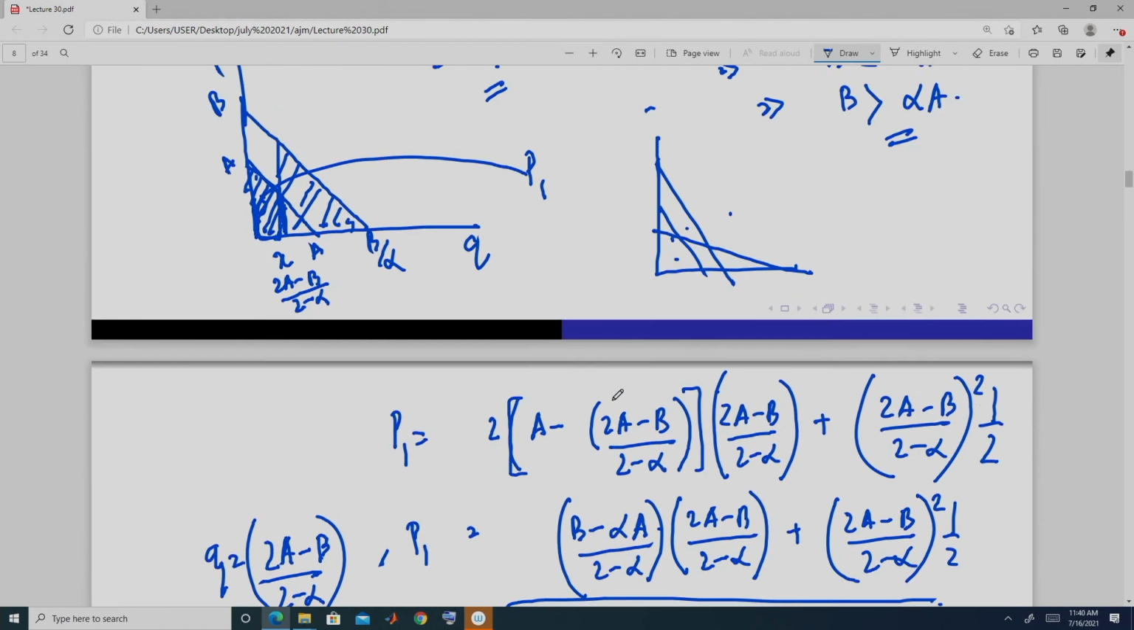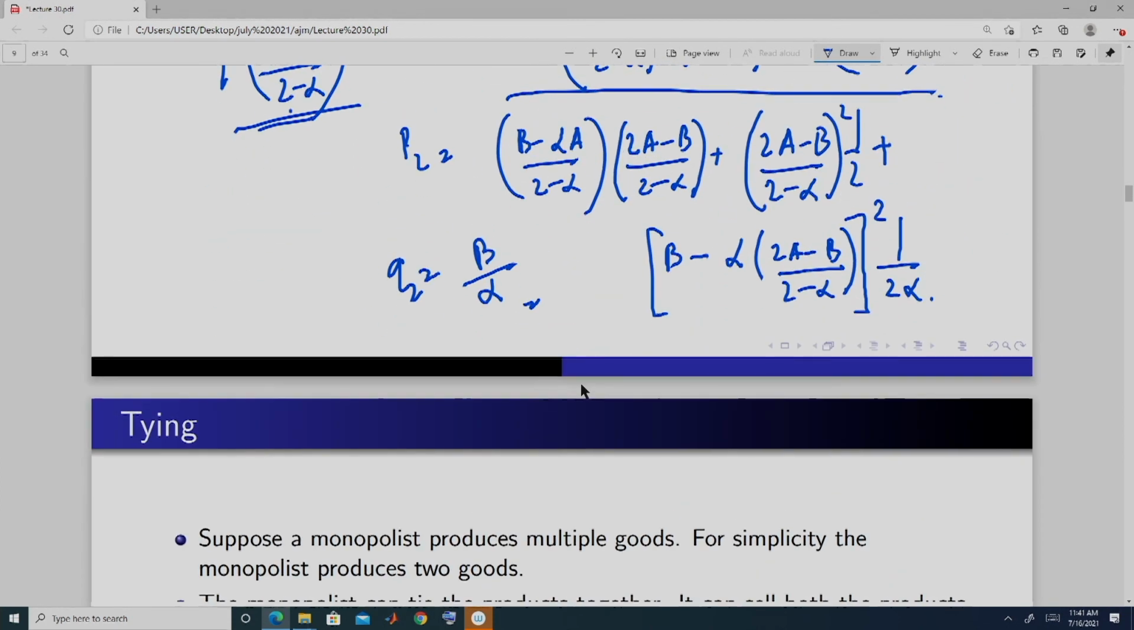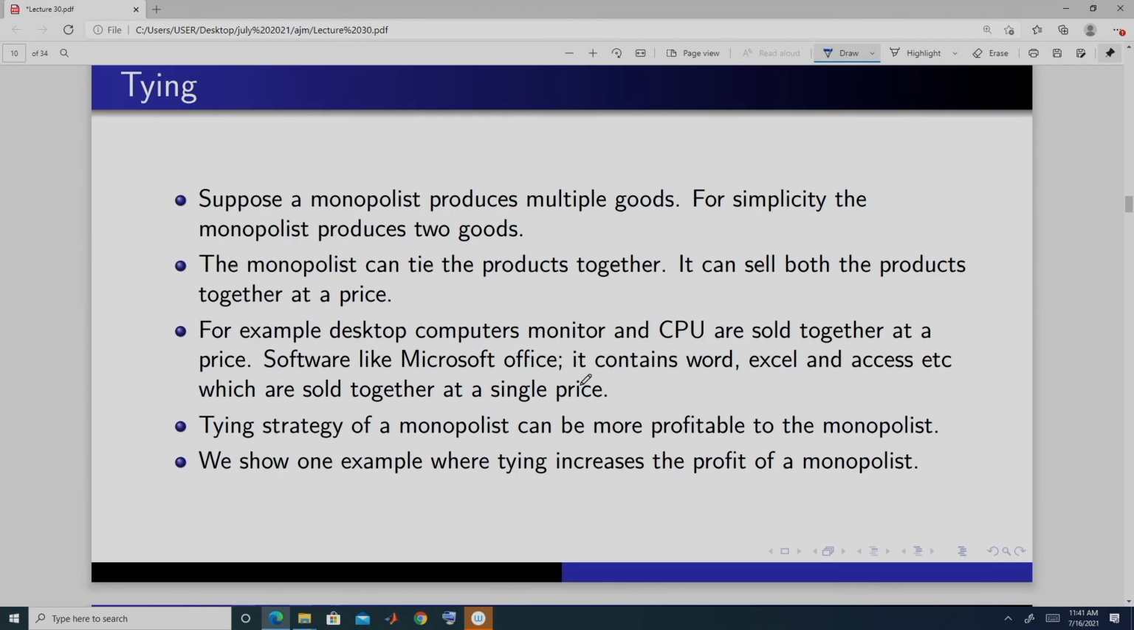So, the main idea is that if we can differentiate the demand curves, then it is possible to bundle the product. Okay. Now, we switch to another topic, and that is tying. What do we mean by tying? Here again we take a monopolist.